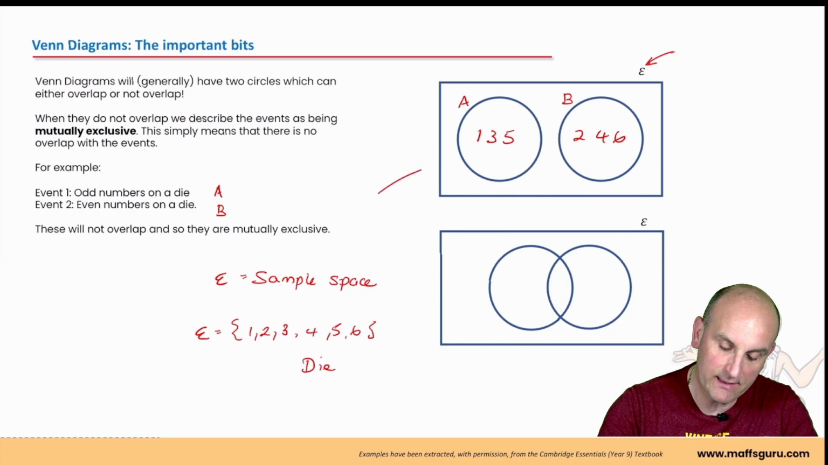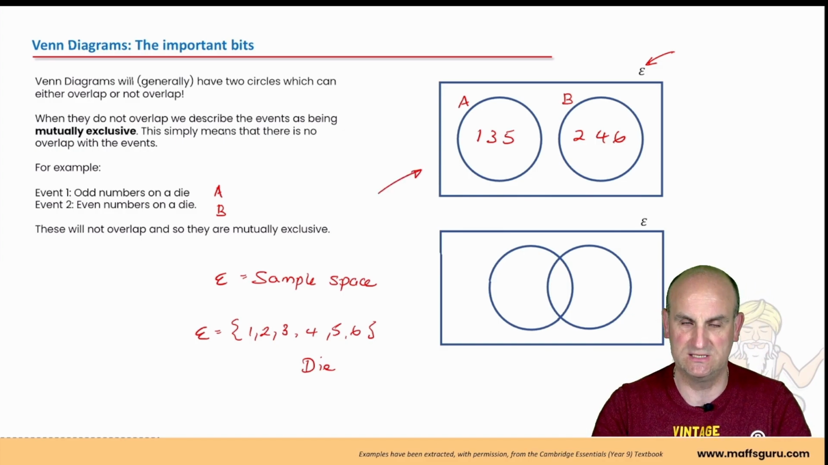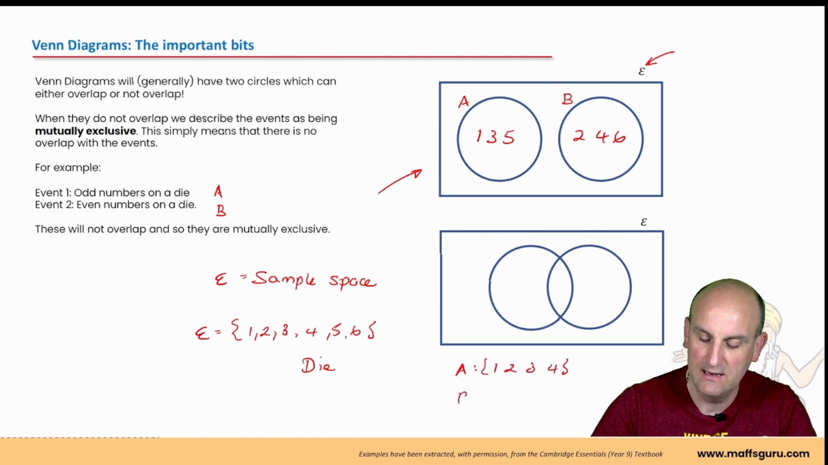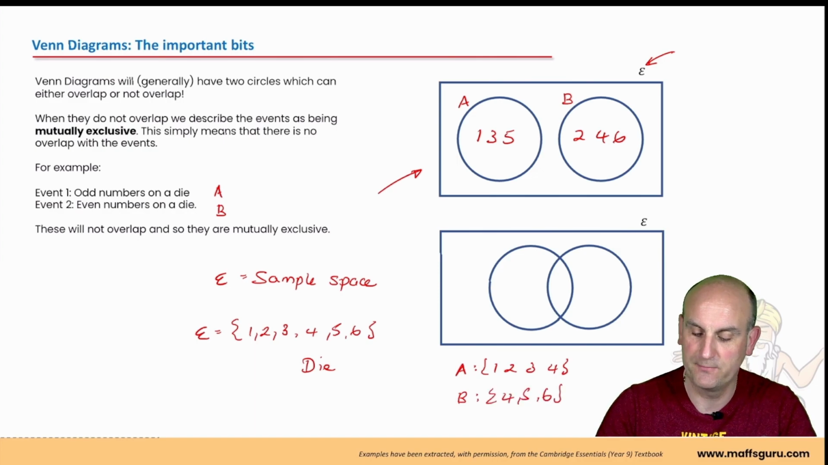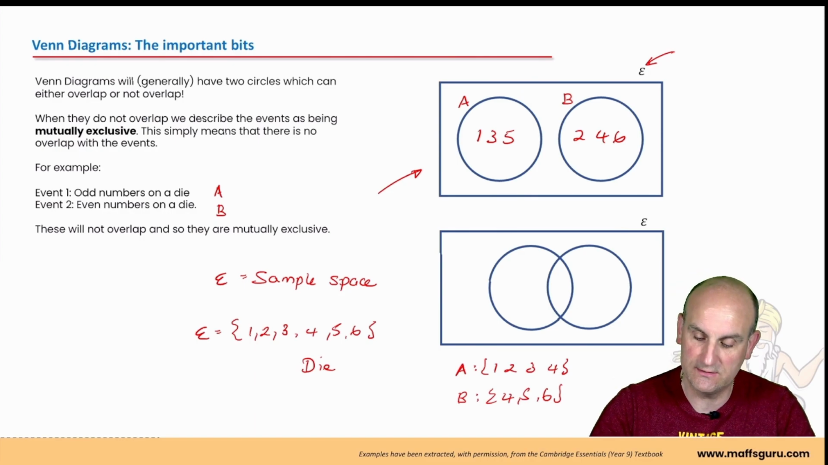Now, as I say here, when there is no overlap, they are called mutually exclusive. Yeah, there is no overlap. But what about if I had A, for example, as the numbers 1, 2, 3, and 4, in curly brackets, and B is the numbers 4, 5, and 6? Well, now what we can see is there is an overlap. We notice that the number 4 appears in both.